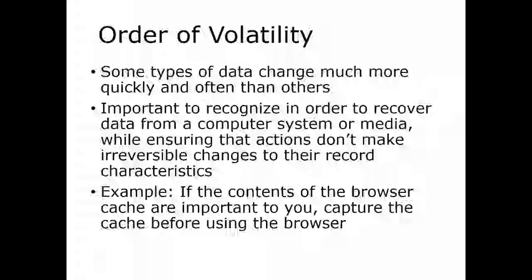So the order of volatility is that some types of data change much more quickly and often than others. We have all the way up from the registers in the CPU all the way down to long-term offline storage, tapes and things like that. And so the financial model is very different for those different types of storage. The performance is very different. And it also means that if you aren't careful, you can overwrite data that's at those much higher, more volatile levels of the stack.